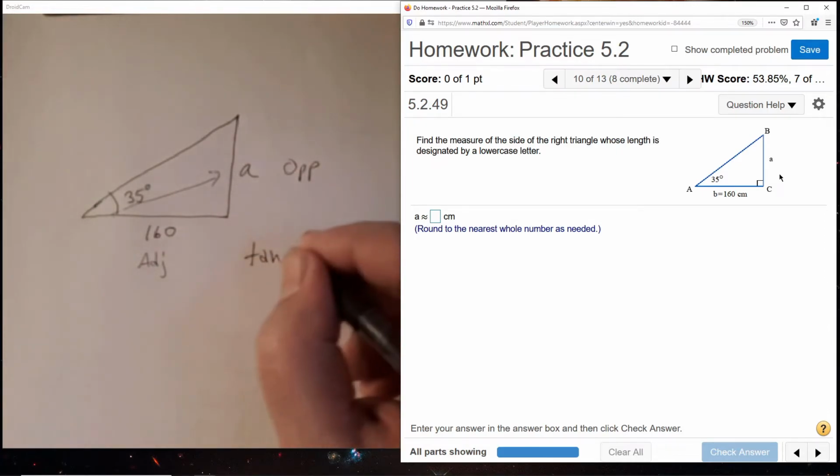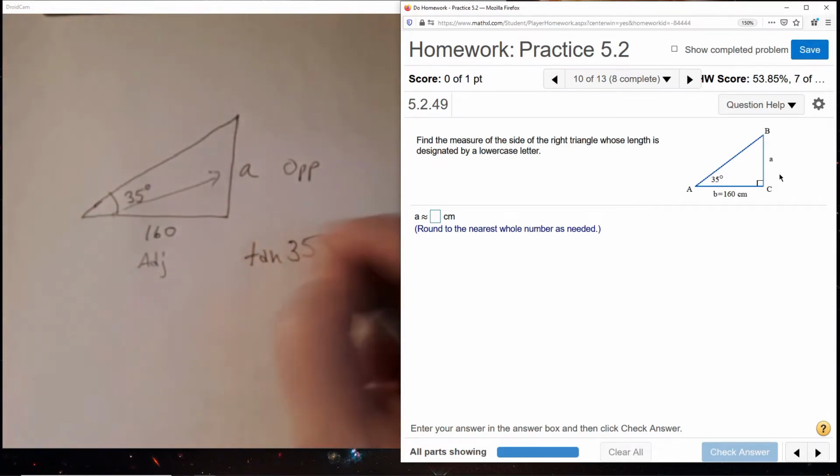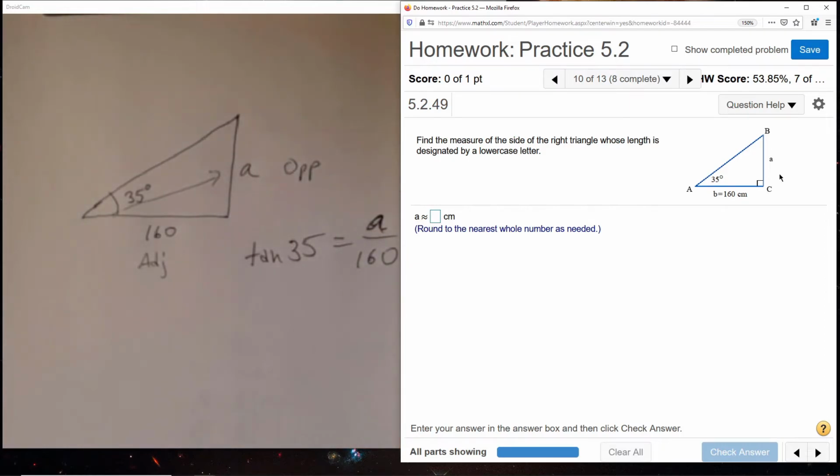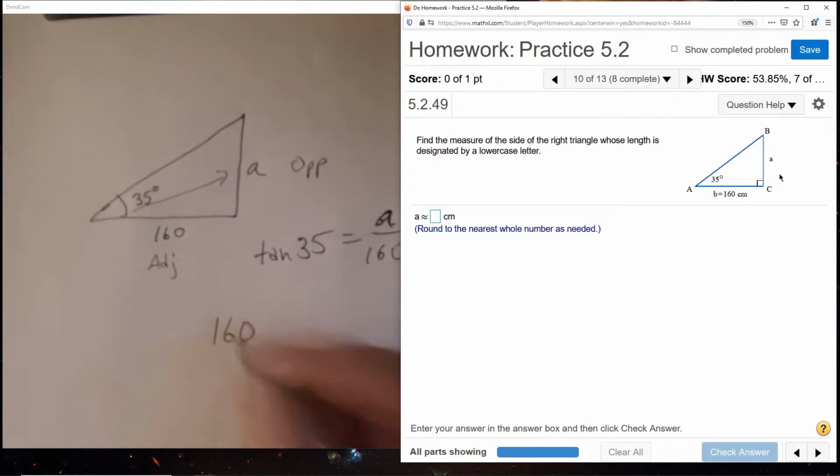And most people will probably go to tangent. I could also use cotangent. That's a terrible A. And so to solve for A, we'll multiply both sides by 160.